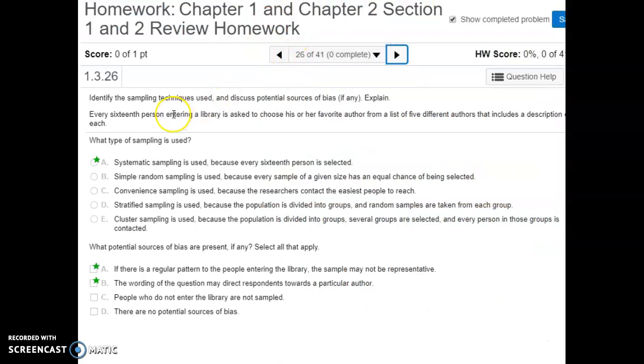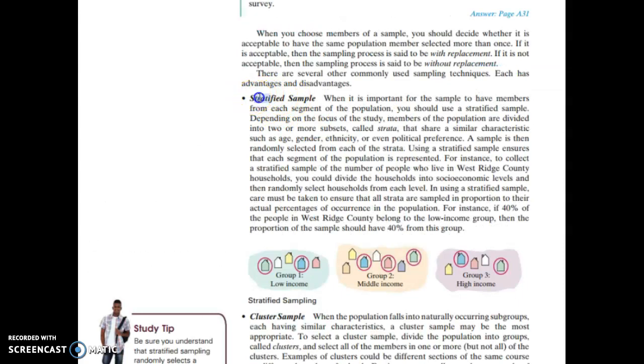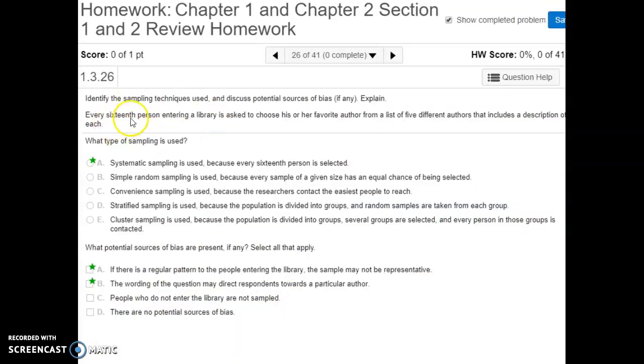Number 26, we have a scenario, and we need to first decide what type of sampling is occurring, and then discuss if there's any bias or not. So refer back to the definitions to decide if it's a stratified sample, a cluster sample, a systematic sample, and so on. In this example, we're asking every 16th person. That's how systematic sampling works. And then the second half of the question is about what could possibly be a bias or influence the results in any way. And so think about the options given and choose anything that could influence the results of the sample.